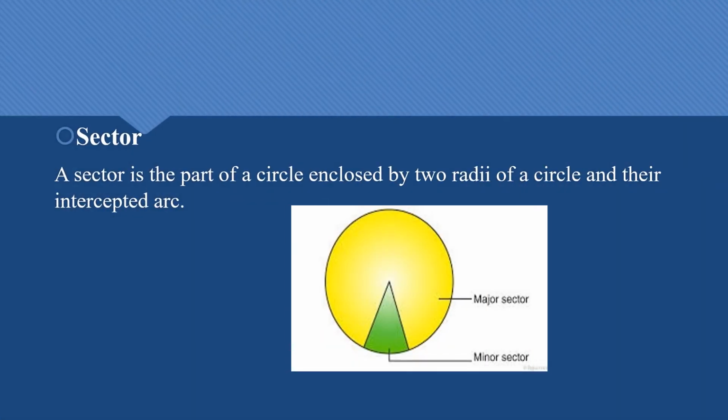Sector. A sector is the part of a circle enclosed by 2 radii of a circle and their intercepted arc. Like segments, the minor arc corresponds to the minor sector and the major arc corresponds to the major sector. The region OPQ is the minor sector and the remaining part of the circular region is called the major sector.